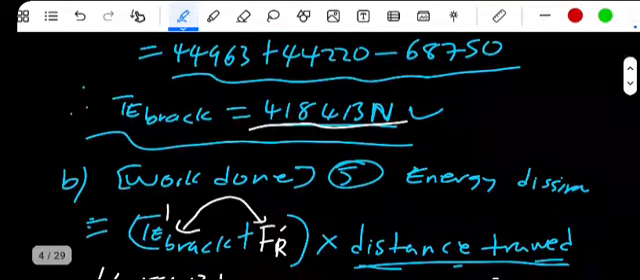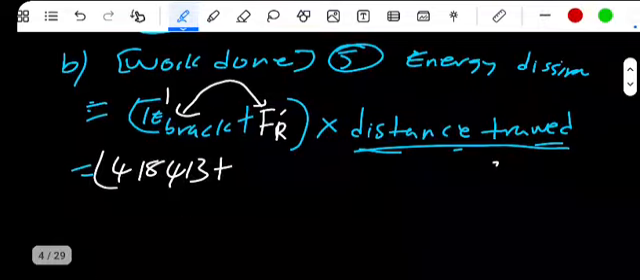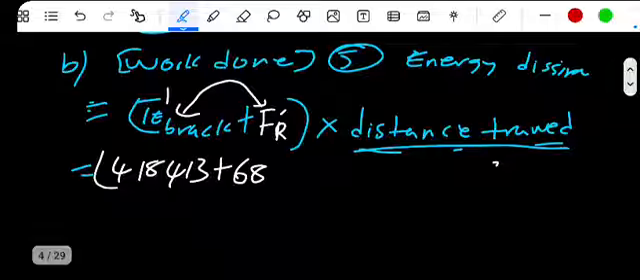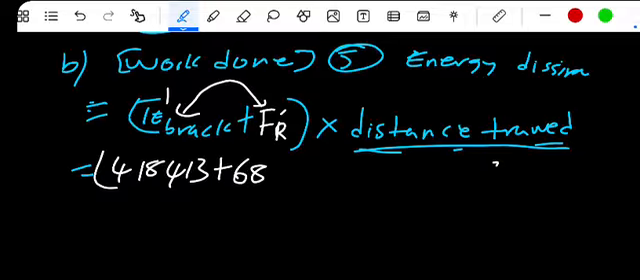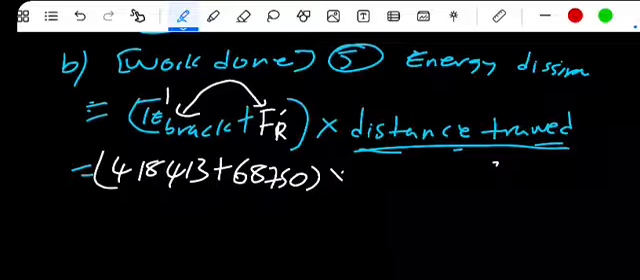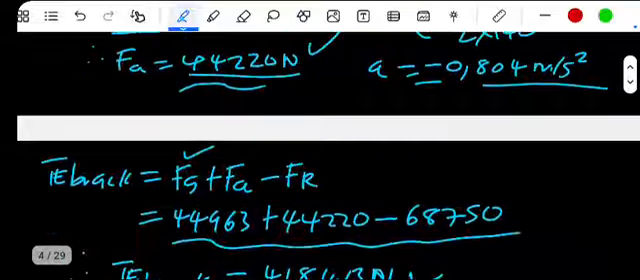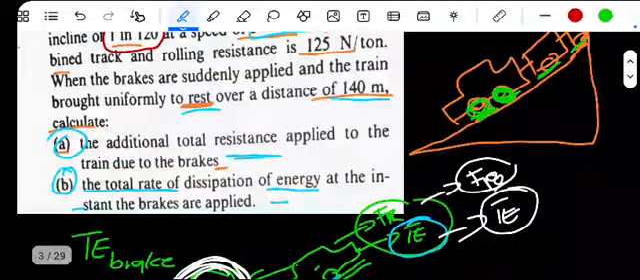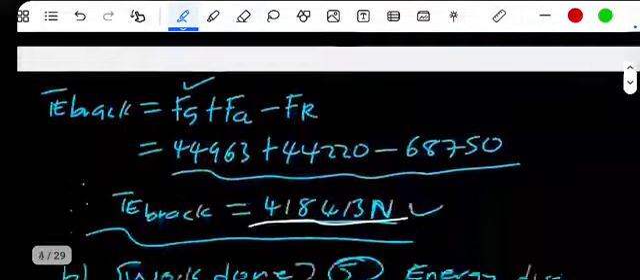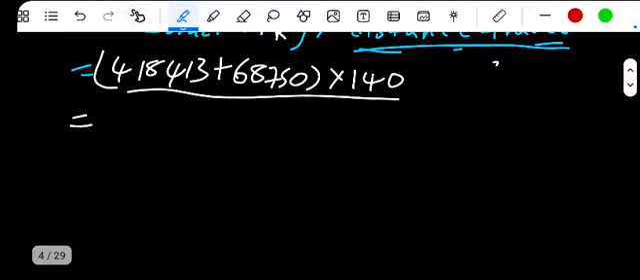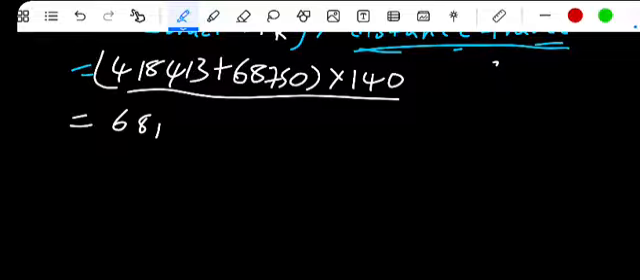So that is 68,750 from there, 68,750, times the distance. Obviously we know it was 140. I still remember that when punching this, it was 140. When I was calculating the acceleration, it was 150. So this will be a huge number.